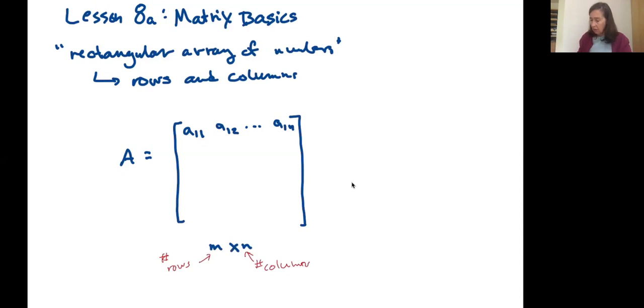So let's keep going, fill in a few more elements here. My second row, I have a21, second row, first column, a22, second row, second column. I go along, still in the second row, now I'm in the nth column. Let's cut to the chase, down here to the last row, that would be the mth row. Here's my first column element, my second column, all the way down to my mth row, nth column.